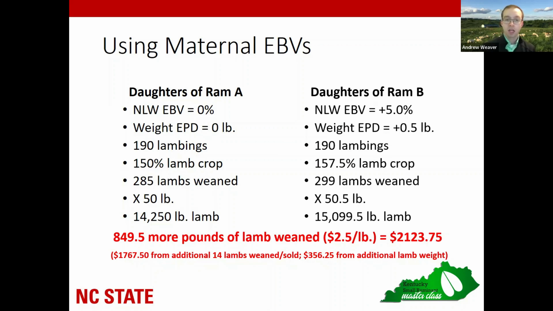ram A. If we want to break this down further, about $1,700 of that is a result of the 14 additional lambs being sold, that increase in prolificacy, and $350 of that is from that additional lamb weight. By making this selection decision, by utilizing the ram that has superior genetics for prolificacy and growth, I have a direct impact on my bottom line through a greater number of pounds of marketable lamb through the daughters that ram is going to produce.